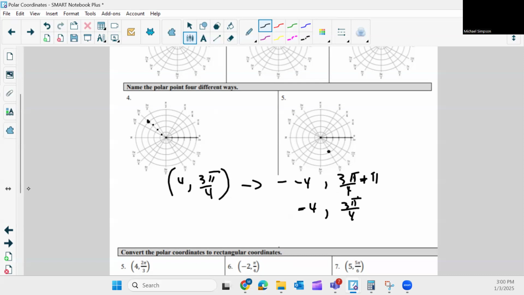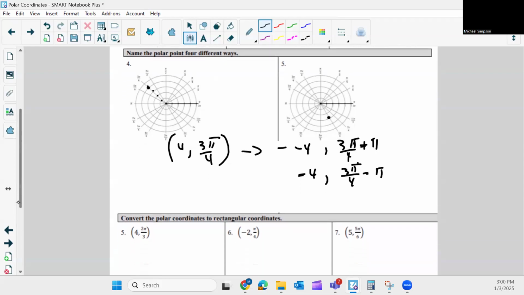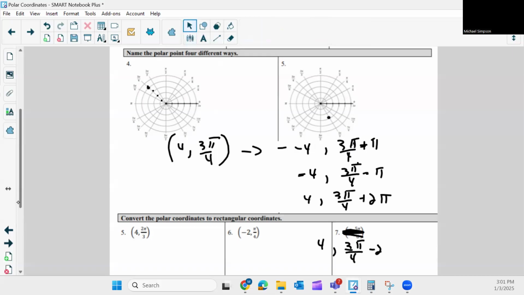I can also subtract pi from this. And then for the other 2, just say 4, comma, 3 pi over 4, but this time I'm going to add 2 pi, and then 4, comma, 3 pi over 4 minus 2 pi. You can simplify those. Those are the 4 different ways. All right, guys? That's number 4 right there.